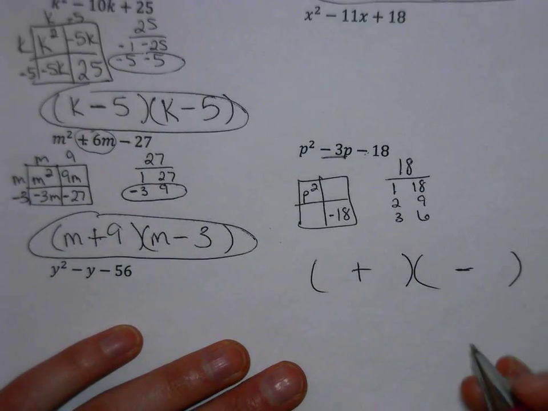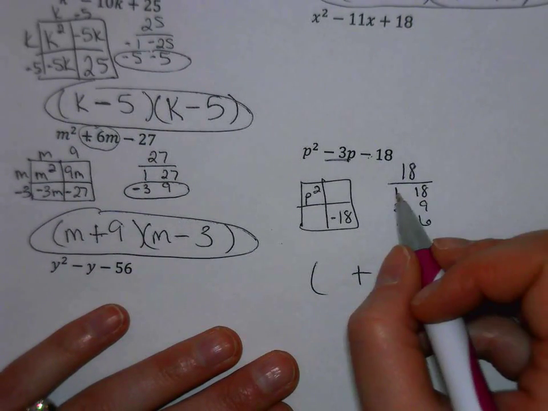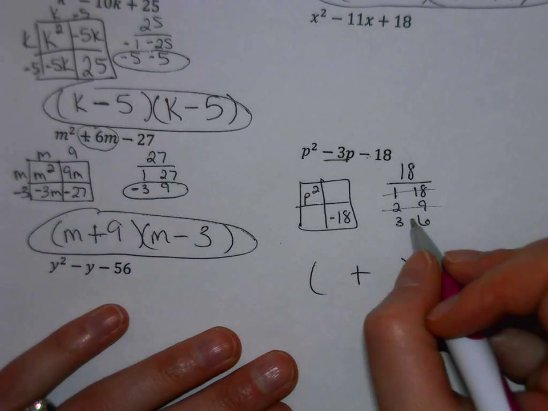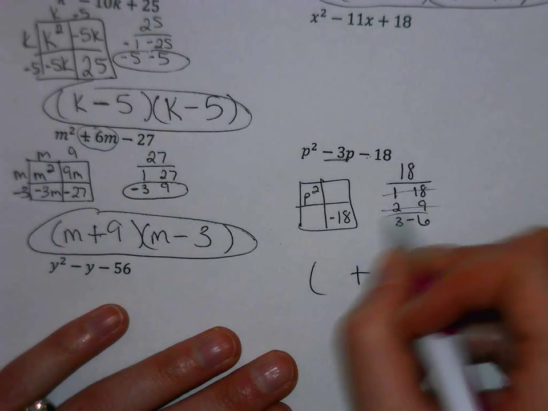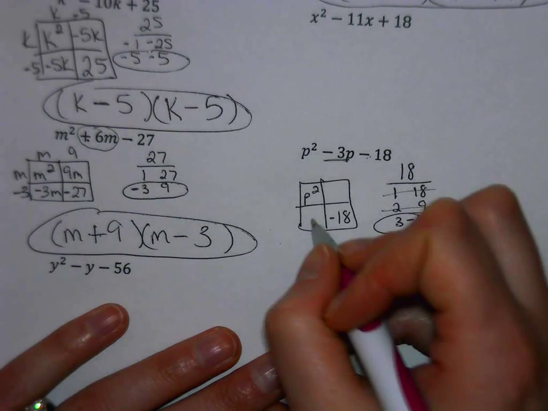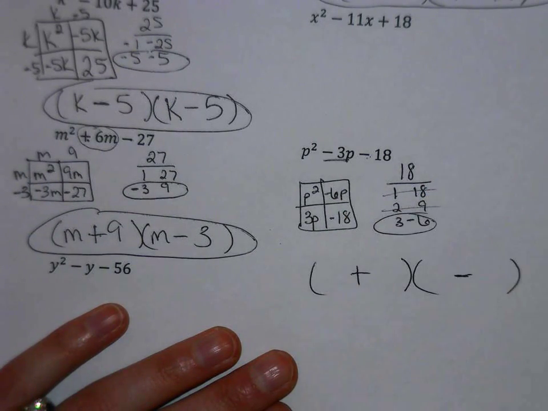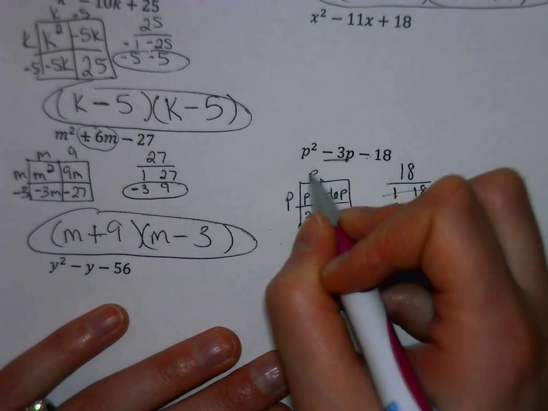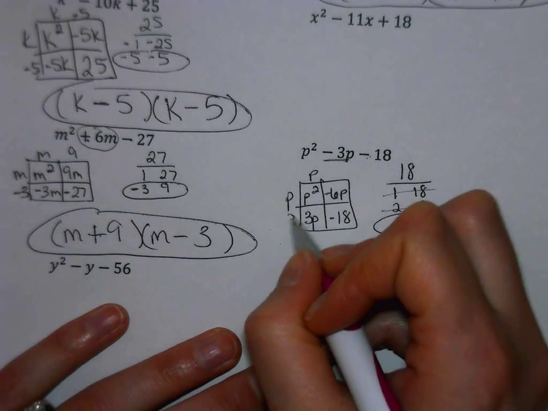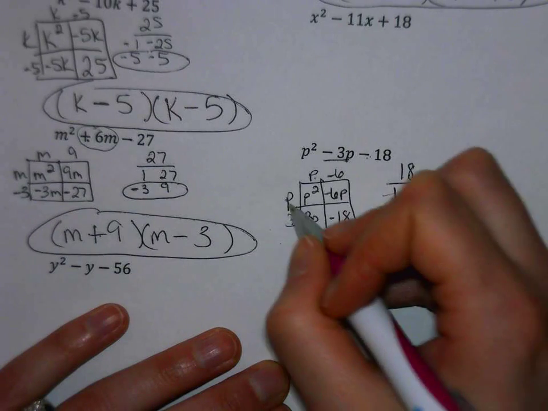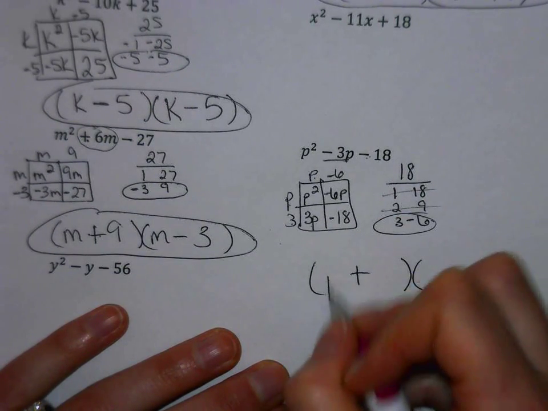Well, I know those two don't work. 9 and 2 can't get us to a negative 3. We have a negative 6 plus 3, though. That will work. So we can say 3p and a negative 6p. So p times p is p squared. 3 times p is 3p. And negative 6 times p is negative 6p. So it means we have p plus 3 and p minus 6.